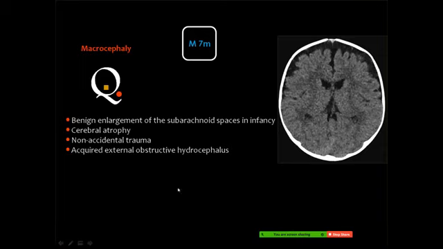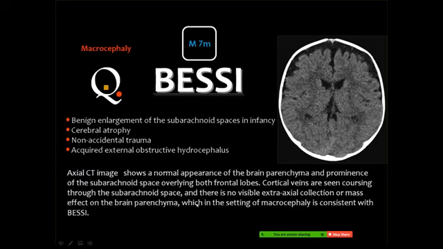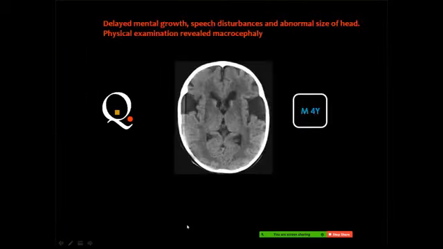Then please remember that if you have a child with macrocephaly and you see this appearance, this is not atrophy. And this is the usual appearance of the white matter in this age group. Then this is what we call benign enlargement of the CSF spaces in infancy. Macrocephaly is essential for the diagnosis.